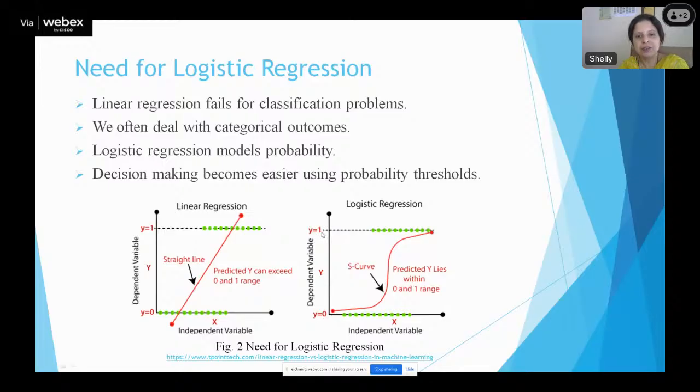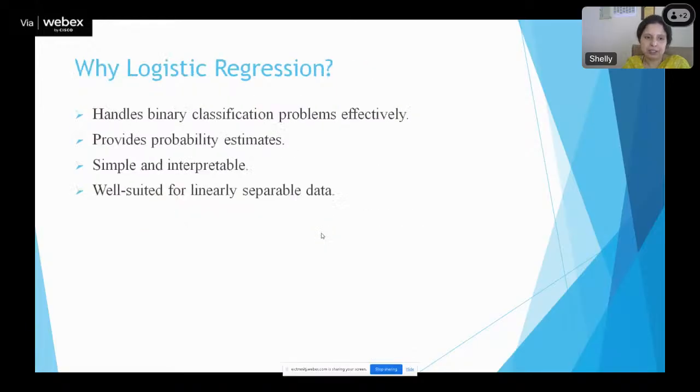So in the linear regression phase, usually whenever we have classification problems, we often deal with categorical outcomes and logistic regression models. The probability, as I've already shown you on the last slide, which I refer to as the probability function, is equal to 1 divided by 1 plus exponential of minus z. So the decision making becomes easier using probability thresholds. That is why there was the need for shifting from linear regression towards logistic regression.